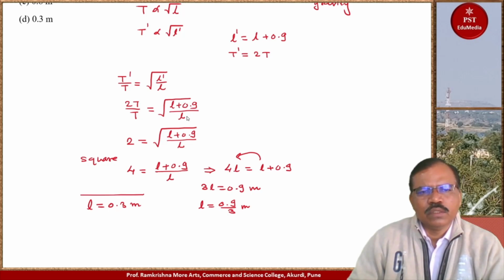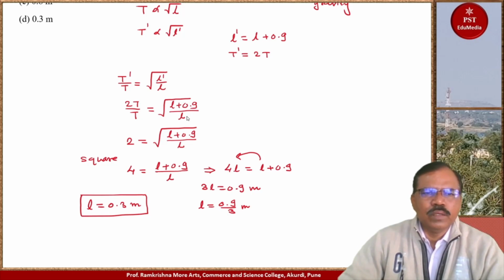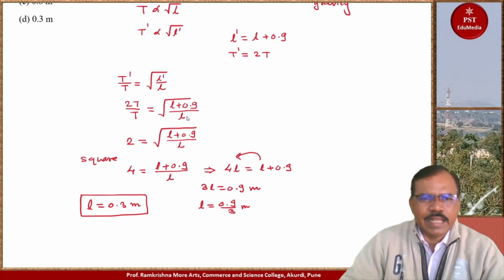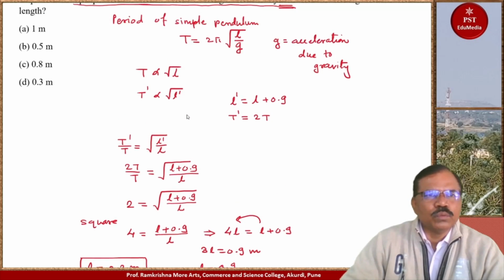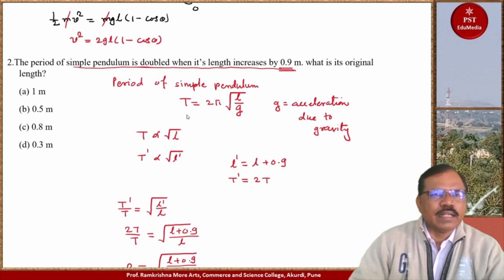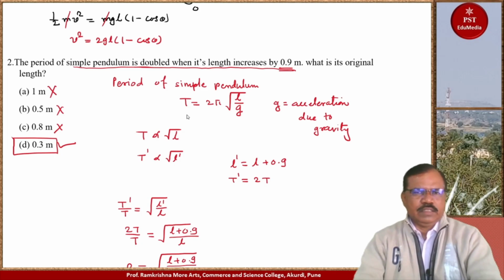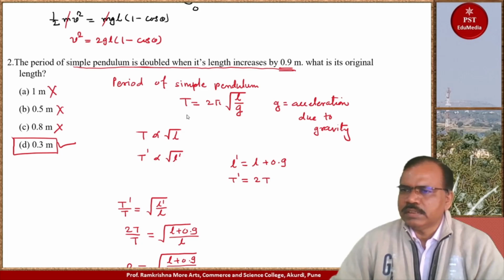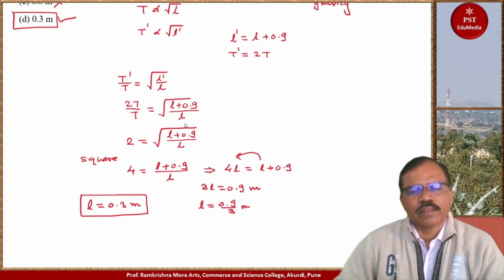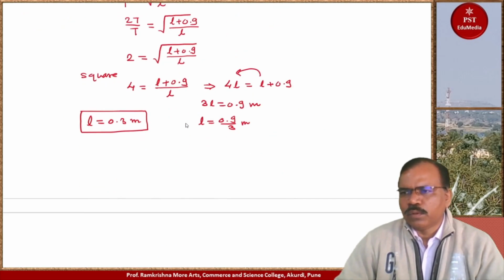So this is the original length, and the new length is 0.3 plus 0.9, that is 1.2. So out of the 4 alternatives, the first one is incorrect, the second one is incorrect, the third one is incorrect, and the last one, D, is correct. So this is the second problem. Now we'll go to the third problem.